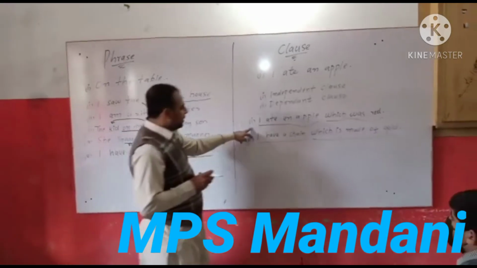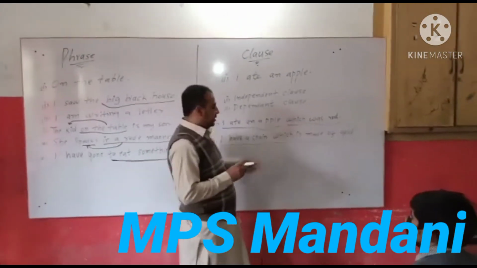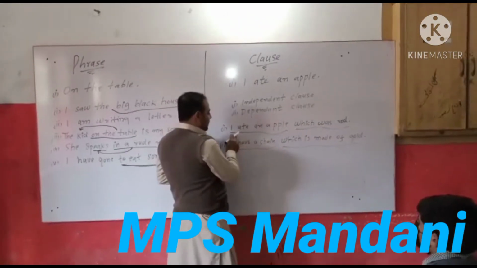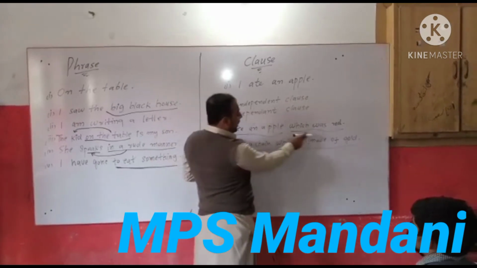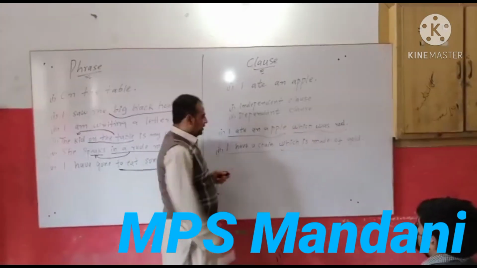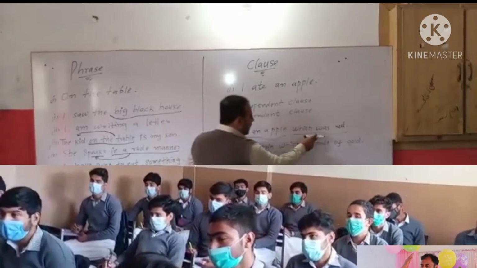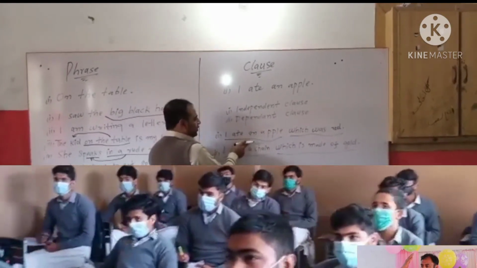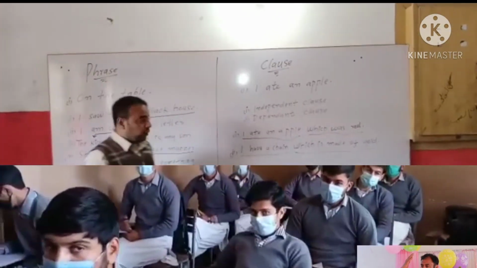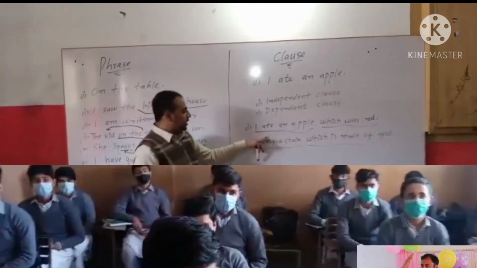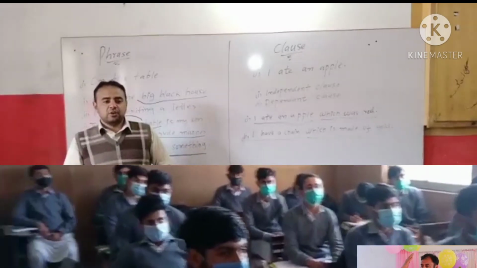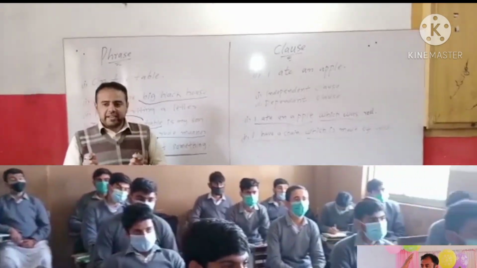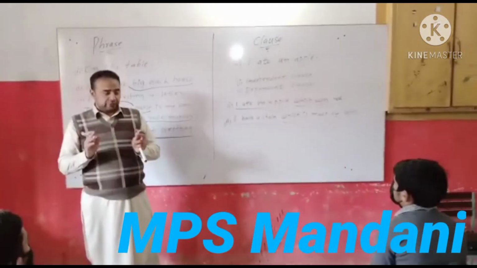I have an example: I ate an apple which was red. We have two clauses in this part: I ate an apple, and which was red. It is a clause and it is also a clause. I ate an apple is an independent clause. Why is it independent? Because it can stand alone as a sentence. If I take this part out from the sentence, it gives full sense. Just like I ate an apple, it makes full sense.